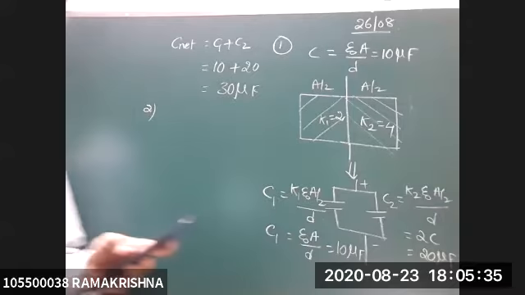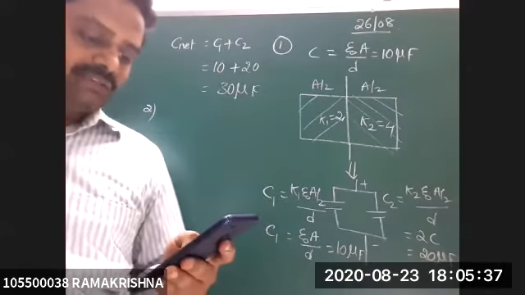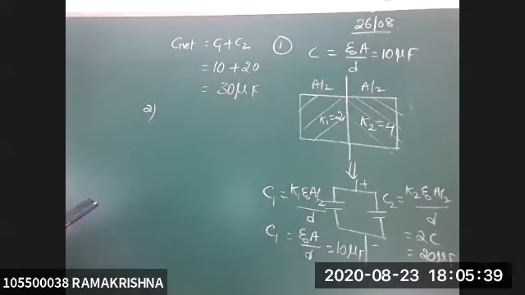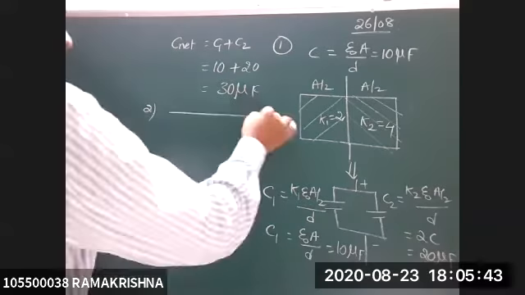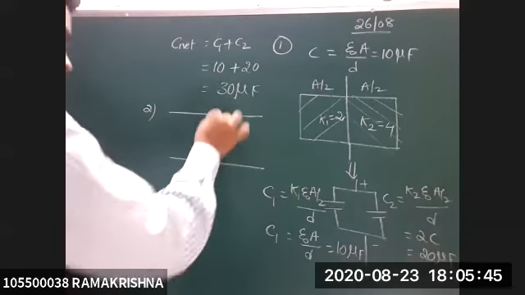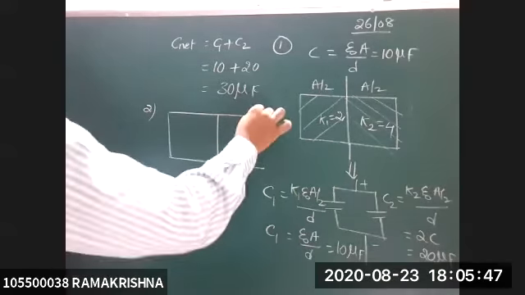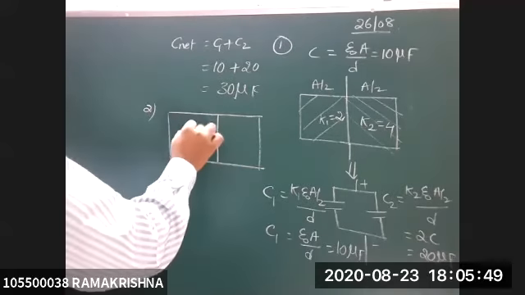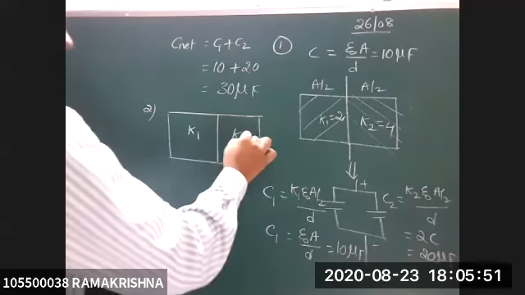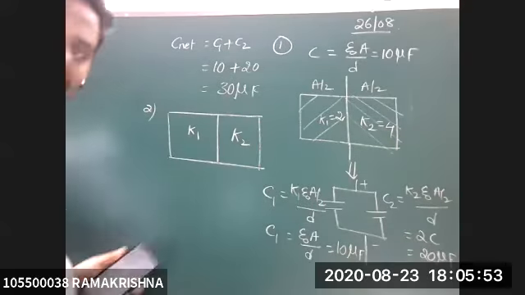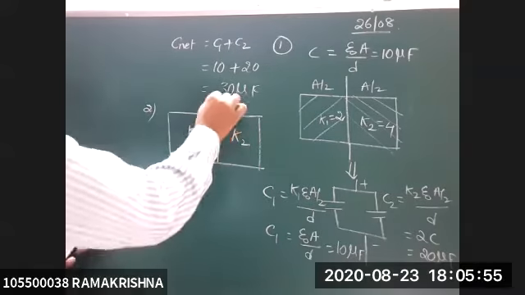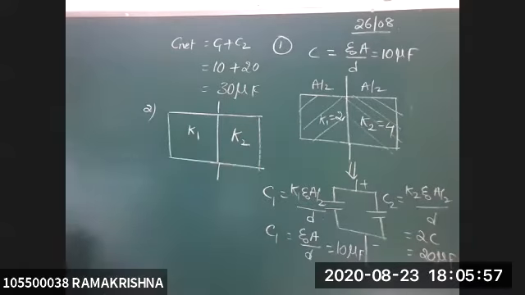Next, problem number 2. A parallel plate capacitor is filled with two dielectrics as shown in the figure. The effective dielectric constant is, right? In this problem also, the area of the given parallel plate capacitor is divided into two halves. The first half is filled with a medium of dielectric constant K1, and the second one is filled with a medium of dielectric constant K2, right? So here two capacitors are in parallel.